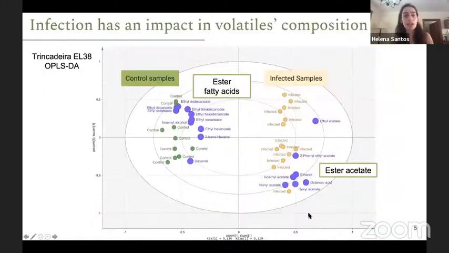So first results, I show you a multivariate analysis, an OPLS, where we can see that control samples were clearly separated from infected samples. So this shows that there's already a difference in the volatiles between one and the other. The drivers for this separation in the case of the control samples are mainly volatiles from the ester fatty acid family. And in the case of the infected samples, it were ester acetates. As the principal component analysis showed promising results, we went on to a further statistical analysis for each volatile separately.